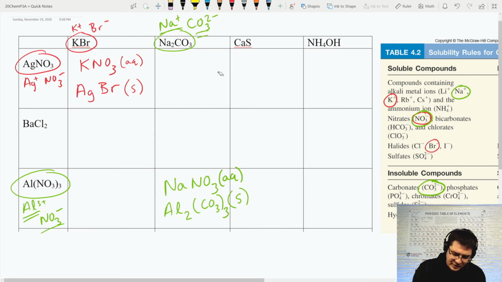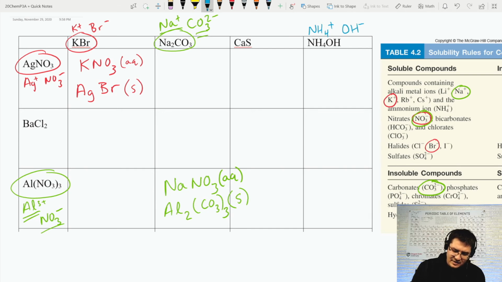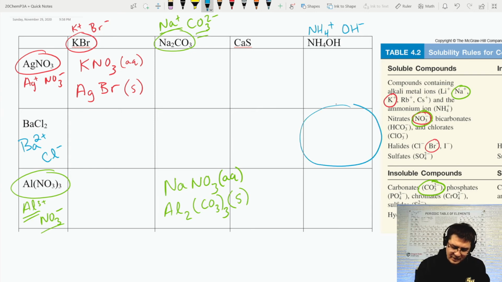What happens if you put ammonium hydroxide with barium, Ba2+, and chloride? Okay, so we're going for this box. What happens when you mix those two chemicals together?